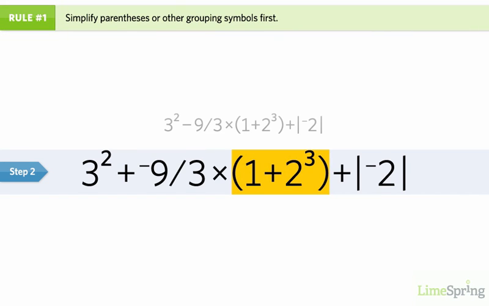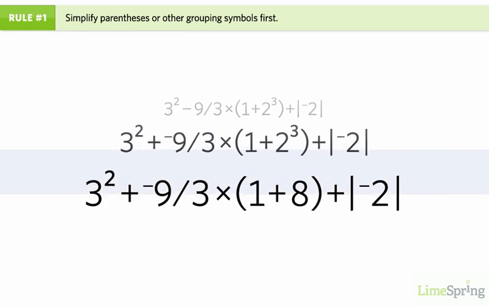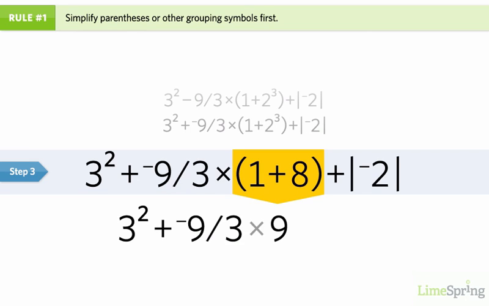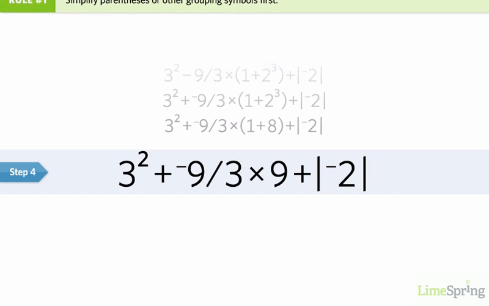Inside the parentheses, we see that we have an exponent, so we start there. 2 cubed equals 2 times 2 times 2, and 2 times 2 times 2 equals 8. So we are left with 1 plus 8, and 1 plus 8 equals 9. This gives us the expression 3 squared plus -9 divided by 3 times 9 plus the absolute value of -2. We've eliminated the parentheses, so we move on to the second rule in the order of operations.